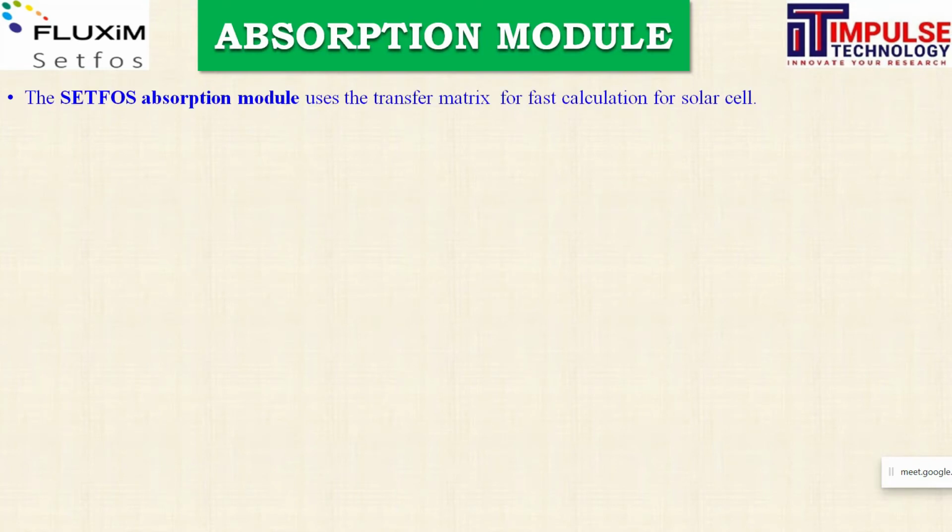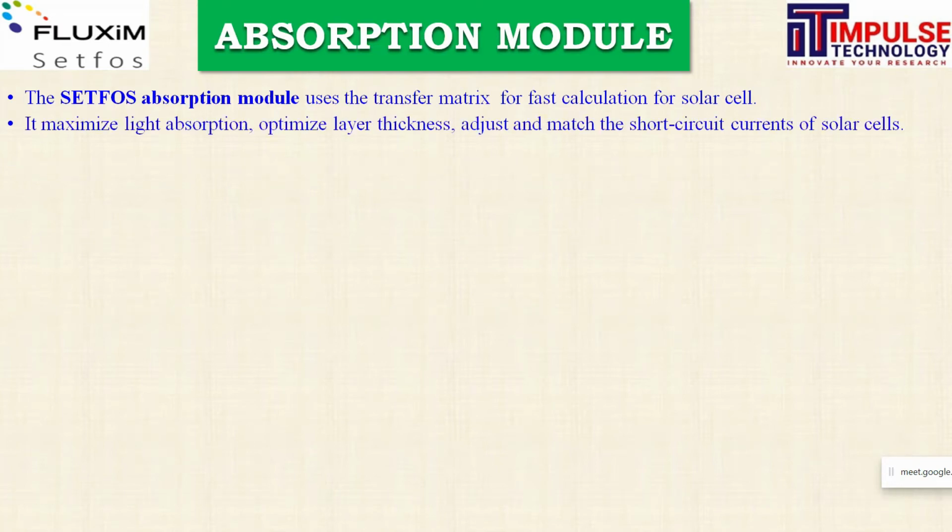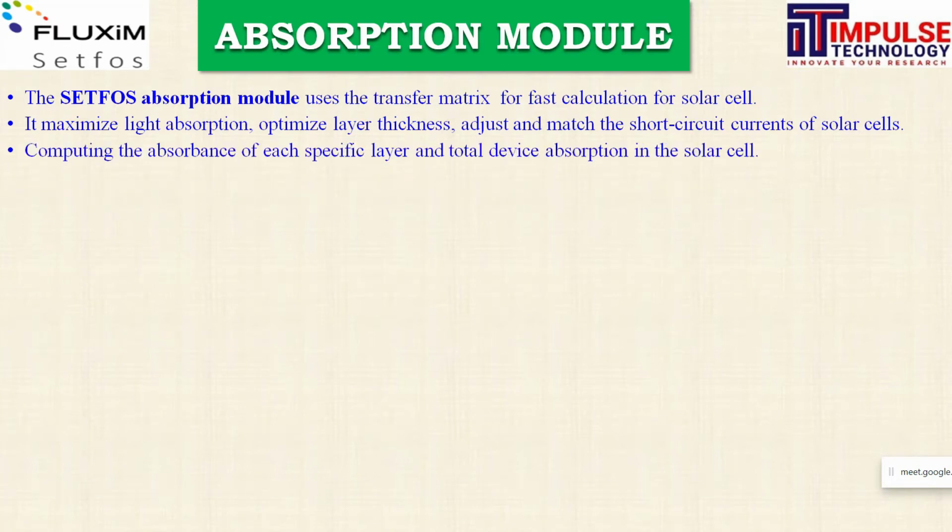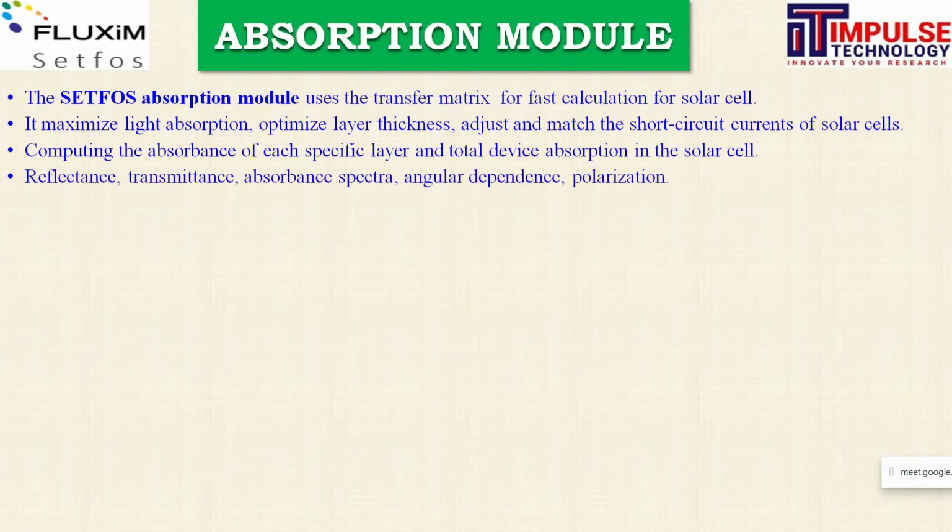Now next we will discuss the absorption module. This is basically for optical property calculations. This absorption module uses the transfer matrix for fast calculations for solar cell analysis, where you can maximize the light absorption, optimize the layer thickness, and adjust and match the short circuit current. So under lighting conditions, if you want to optimize your device output, then definitely you can do it, and you can compute the absorption for each specific layer, the total device absorption, and the active layer absorption if you would like to plot it.